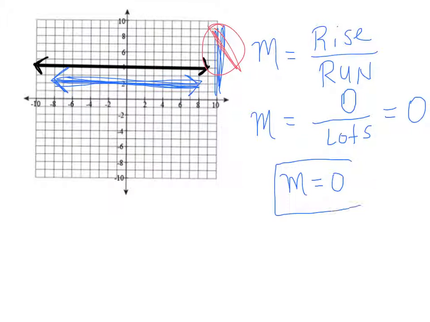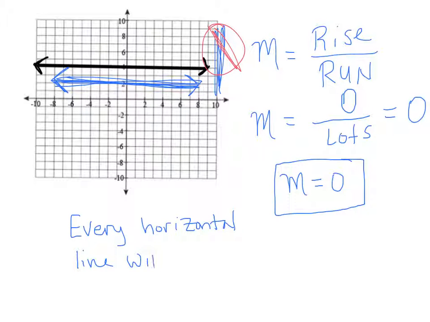So we're going to say the slope of this horizontal line is 0. And in fact, every horizontal line will have a slope of 0. Every horizontal line will have a slope of 0. Okay, so it doesn't matter what horizontal line you see. If you see one that runs from side to side, then you know it's 0.